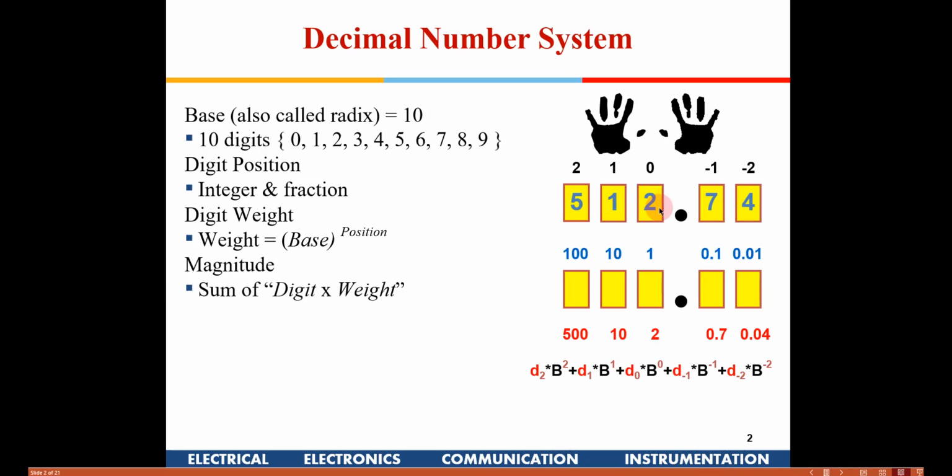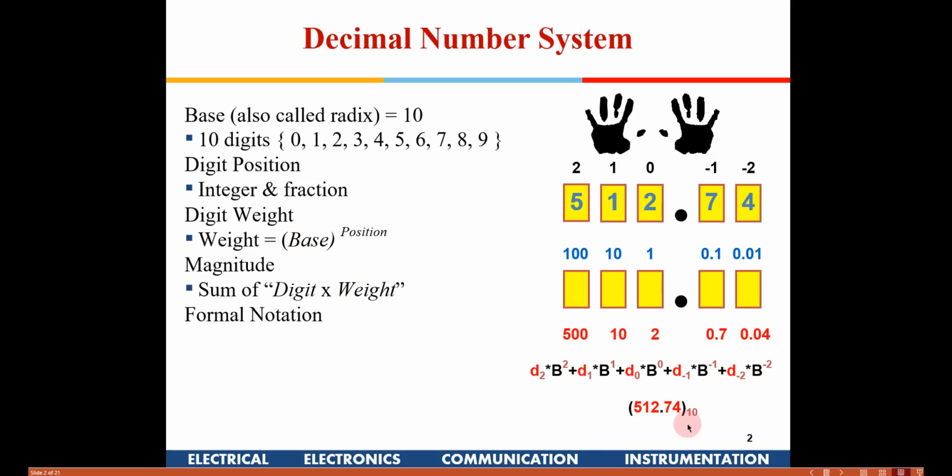So when I write 512.74, it means 5 into 100, 1 into 10, and 2 into 1. That's why I get 512. Similarly, this is 7, so 7 into 0.1, plus 4 into 0.01. So if I add this, 5 into 100, 1 into 10, 2 into 1, 7 into 0.1 and 4 into 0.01, you get 512.74. So this is how a decimal system looks.